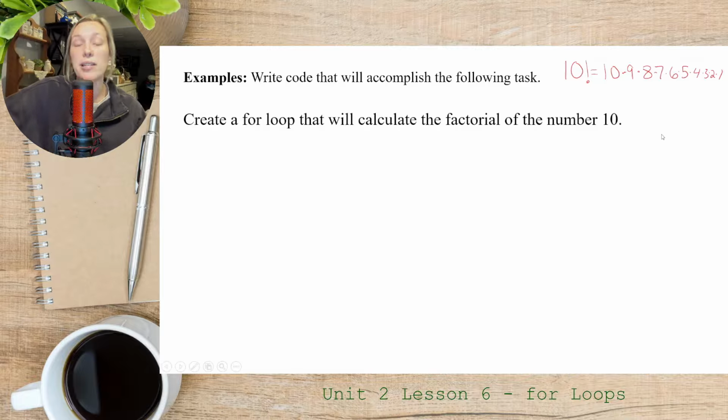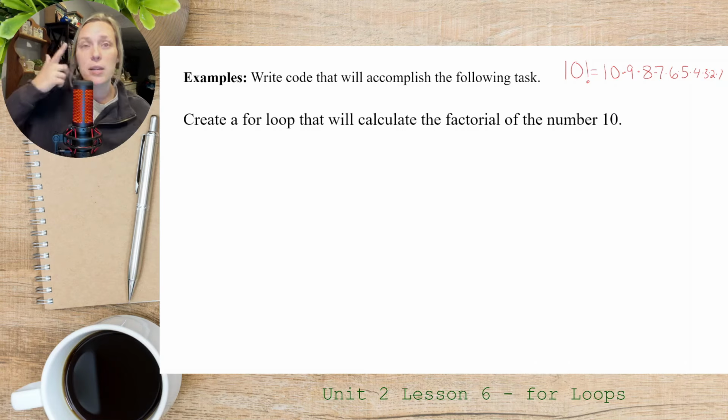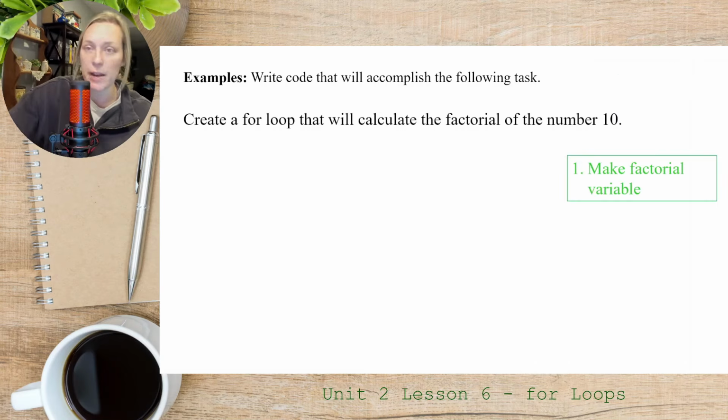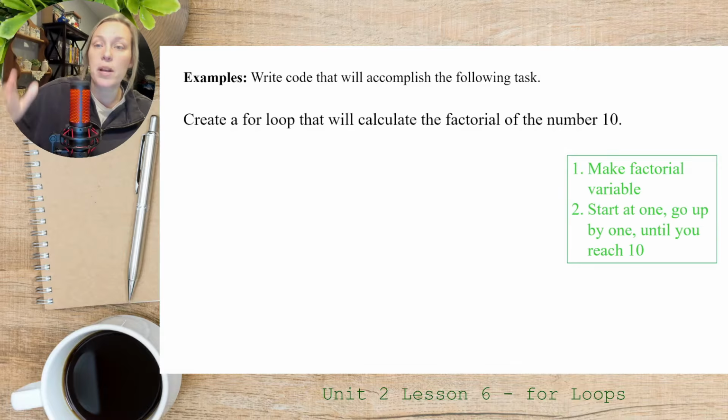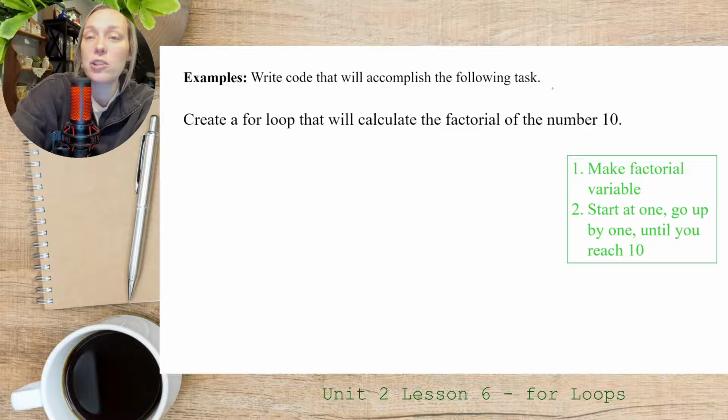So how do we calculate this? There's quite a few ways we could calculate this, both with a while loop and a for loop. There's actually 2 ways that I've seen students calculate a factorial with a for loop, and both are very valid ways. It just depends on how your brain thinks. Let me just show you one example. One would be to make the factorial variable, because we need something to actually store the result in. Next, we want to make a for loop that starts at 1, goes up by 1 until we reach 10. So we had 10 factorial.